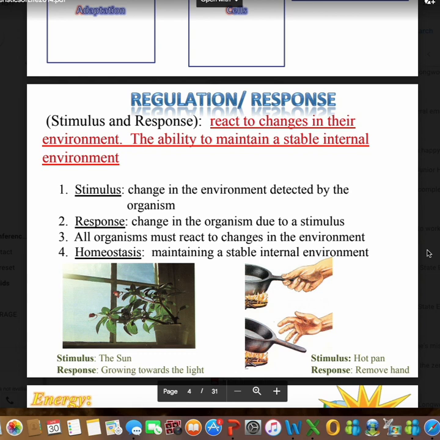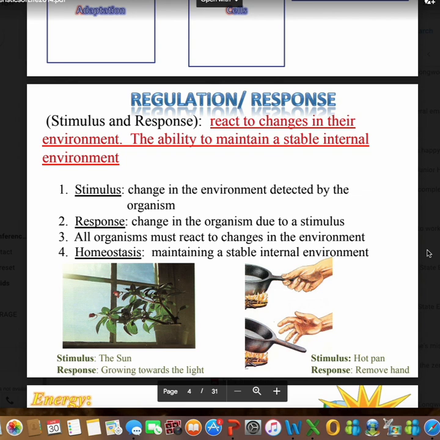So let's go over this. R in red car is regulation. It's a change, a reaction to our environment. There are 3 words you need to know. Stimulus, that's the actual change. Response, this is what we do when something comes into play. And homeostasis. Homeostasis, keep everything the same.